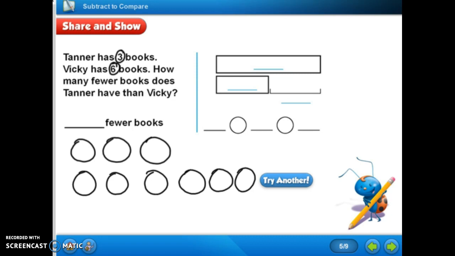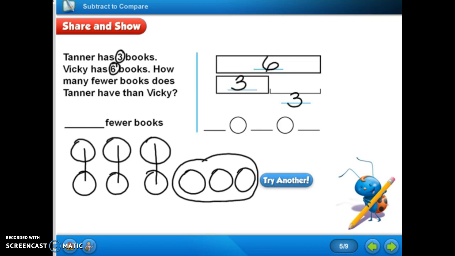All right. Who has more, Tanner or Vicki? That's right. Vicki has more. Vicki has 6 books. So we're going to put 6 in the longer box. And we're going to put Tanner's books, 3, in the shorter box. Now let's draw lines to connect to find out what our missing number is. 1, 2, 3. So these 3 books don't have a match. That number is going to go where our missing number is.